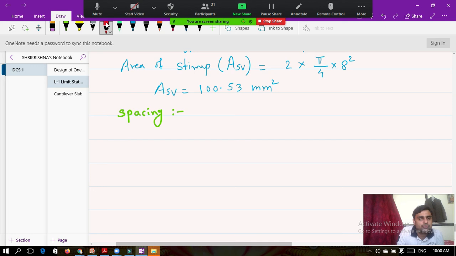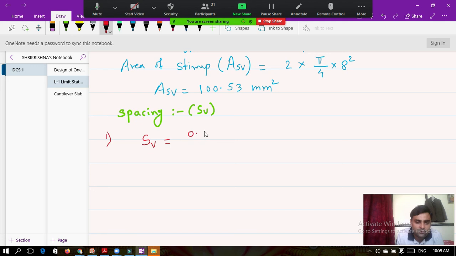Okay, so to calculate the spacing, it is also calculated by three ways. The notation for spacing of stirrups is SV. Now the formula to calculate the spacing is SV is equal to 0.87 Fy ASV, where ASV means area of stirrup, into D divided by VUS, that is unbalanced shear force.